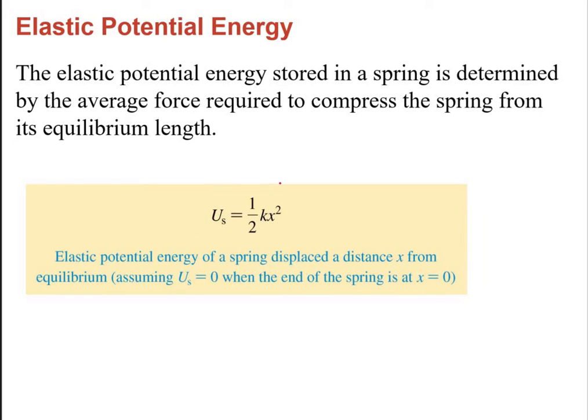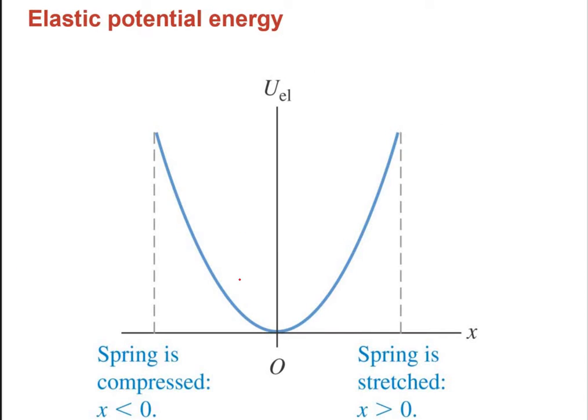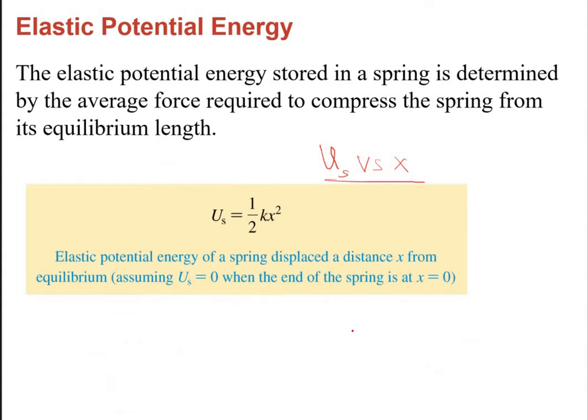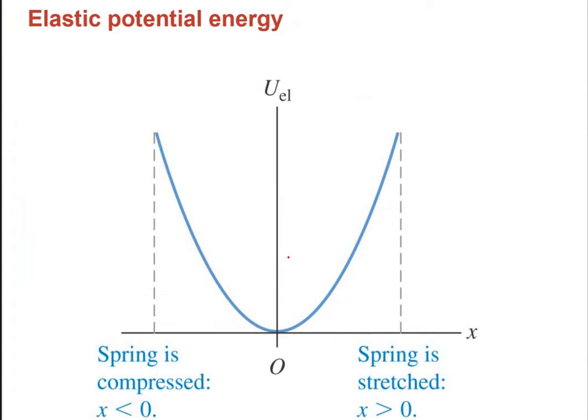What do you think, if I draw a graph between spring energy versus x, what is that graph going to look like? That graph is going to be a parabola, because it's a y equals x squared type function. So you can see that this is when the spring is stretched, and this is where the spring is compressed. So x is negative over here and x is positive over here.